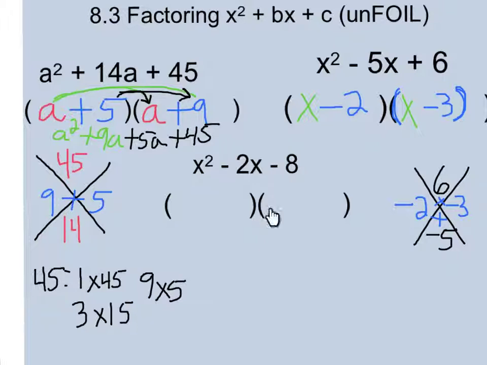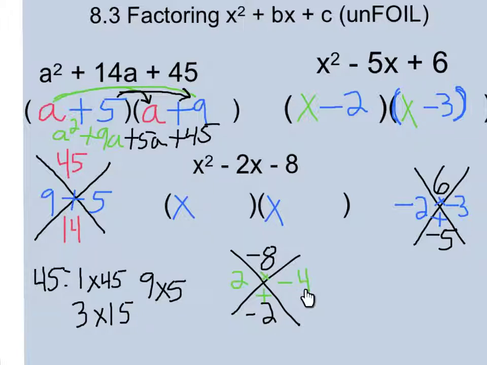What do I need in each spot to make x squared? I'll need an x here and an x here. Next, I say what multiplied to what is negative 8 but adds to negative 2. Well, I came up with negative 4 multiplied to 2 is negative 8, but negative 4 plus 2 is negative 2. Those are my two numbers, so I can do x minus 4 and x plus 2. These two multiplied together will give me this.